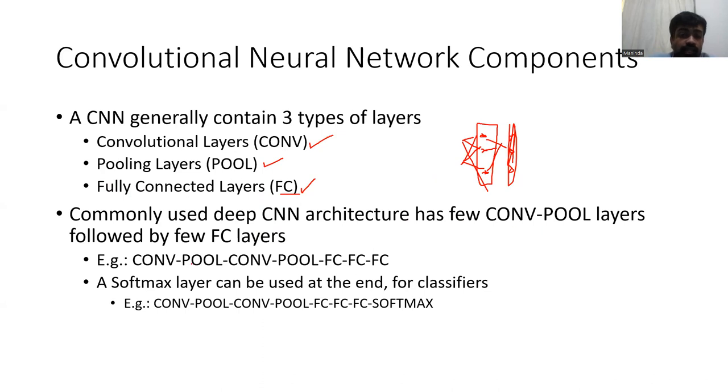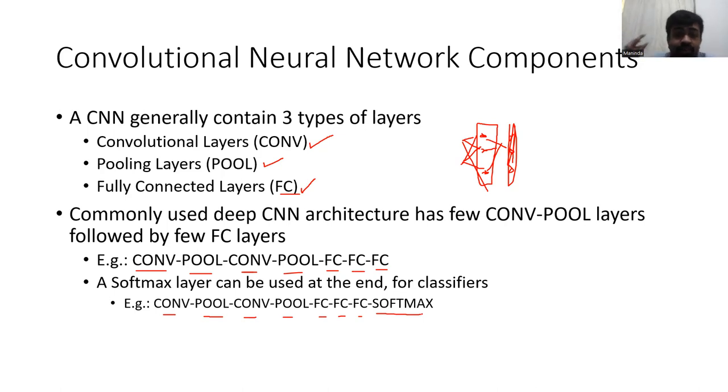Generally, they start with many convolutional and pooling layers, one after the other, convolutional, pooling, and so on, several times. Then the final layers are generally several fully connected layers. If it is a classification problem, then convolutional, pooling, fully connected, fully connected, fully connected, and if it is a classifier, it may be a softmax layer. So this is how a convolutional neural network is designed.